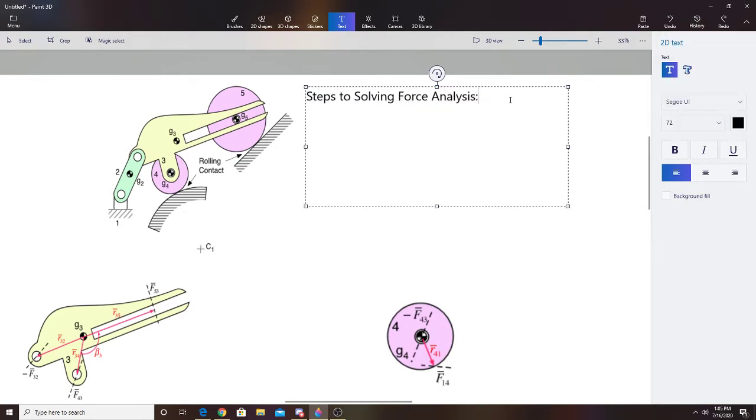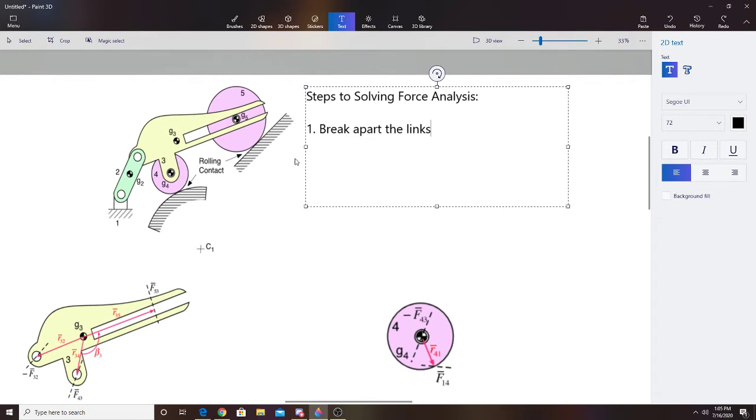Alright, so steps to solving first analysis. Can anybody tell me the first one that we have to do? From yesterday. I know most of you were here. Break the links. Yes, so break them apart. So break apart the links. And that's sort of what we did right here, right? Essentially all of them have been broken apart in their respective components, the whole mechanism.